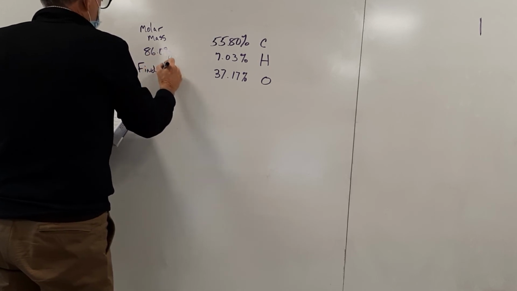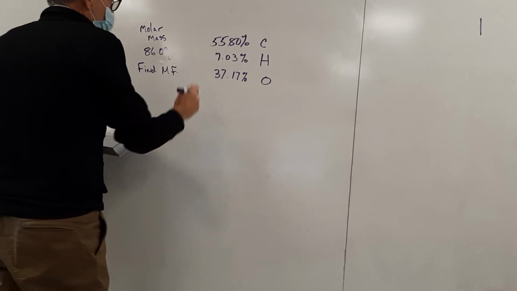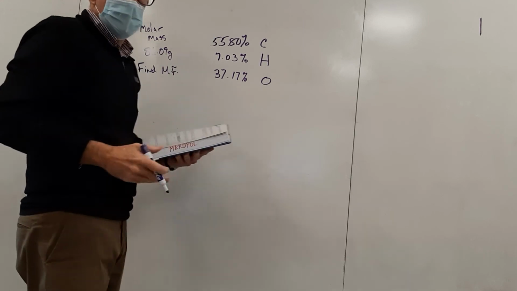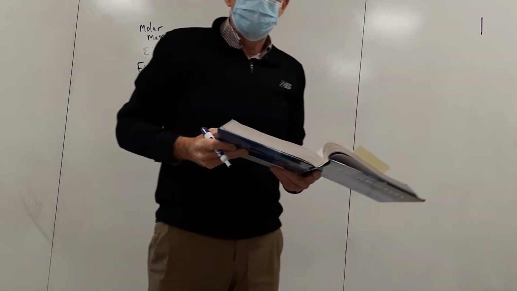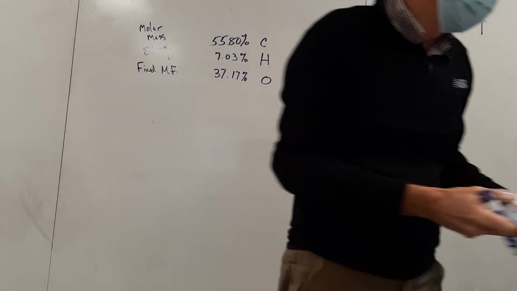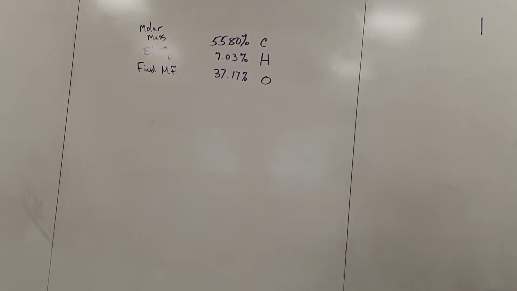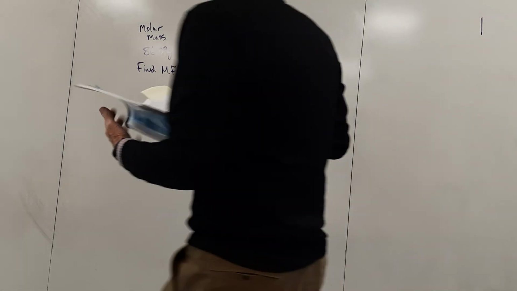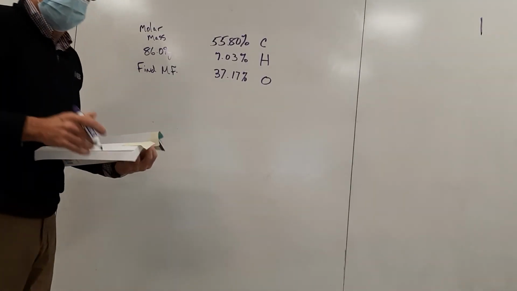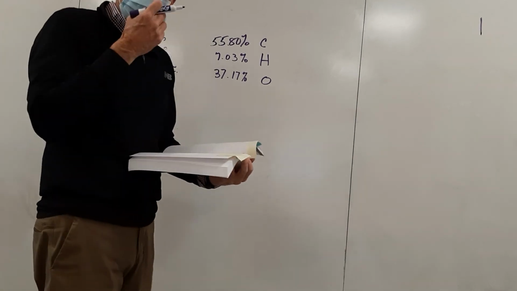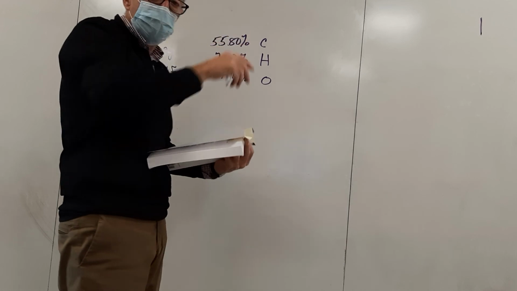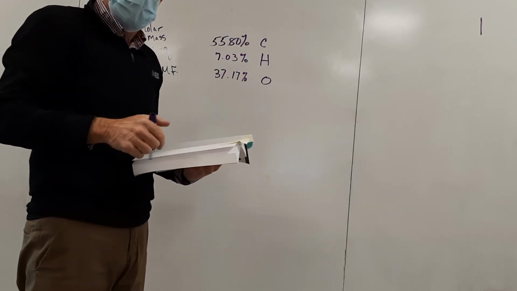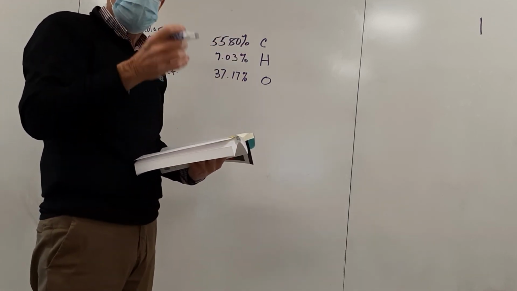Find the molecular formula. Now, there are different ways of doing it. You can go directly to the molecular formula, but I'd like you to try doing the empirical formula first, and that way you'll know how to do the empirical formula. The first thing we need to do is three steps. Find the number of grams. This is easy: 55.8, because with percent we can just change it to grams. Second step, change it to moles.